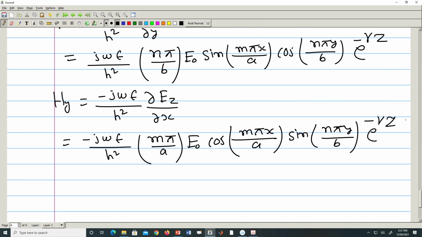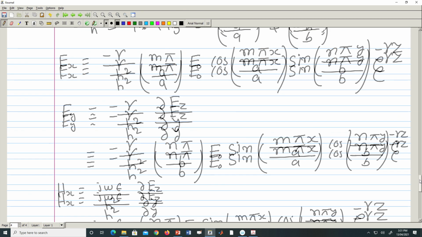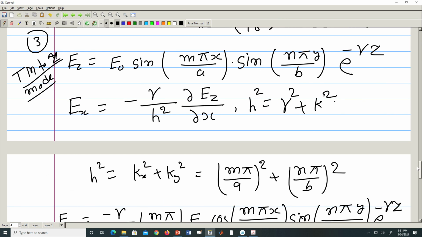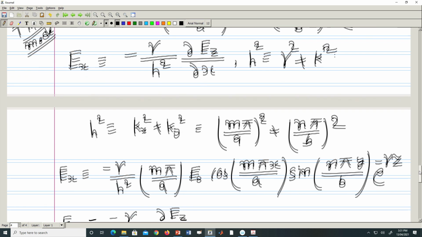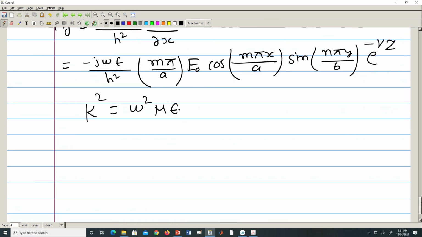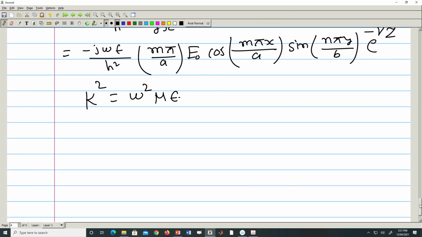And h square we have defined as gamma square plus k square. For the cutoff case gamma will be 0, and fc we will get from there, and for the evanescent mode and propagating mode we will get the power flow.